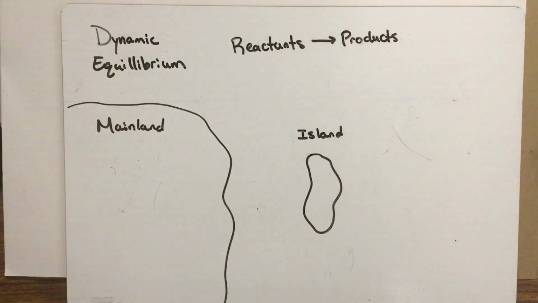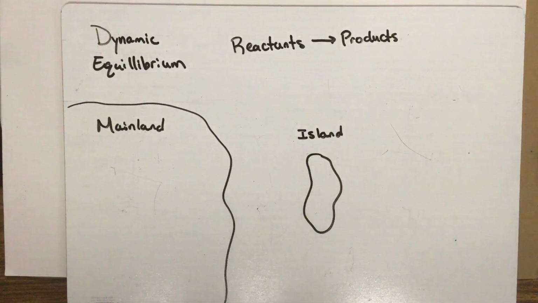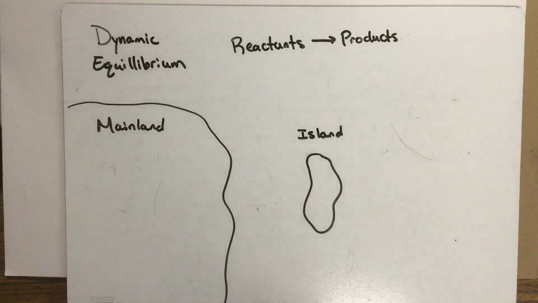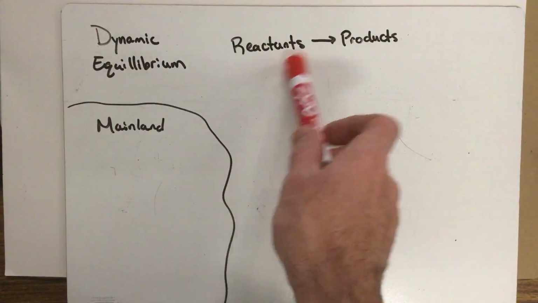Let's now talk about three kind of separate, unrelated concepts, but they come up a lot in AP biology. The first one is called dynamic equilibrium. And I have written here, reactants leads to products.